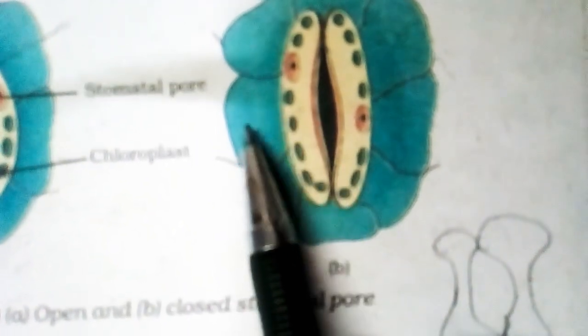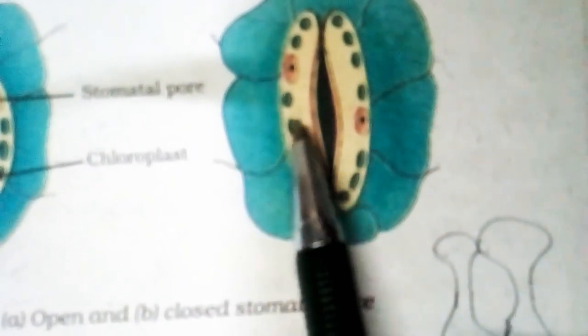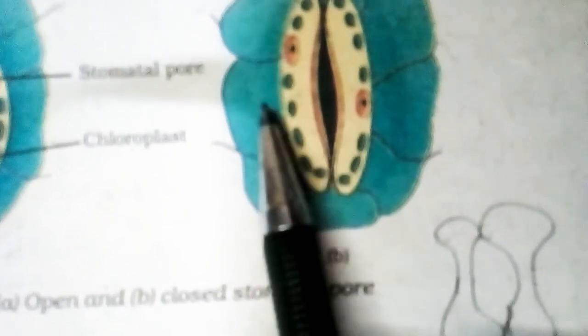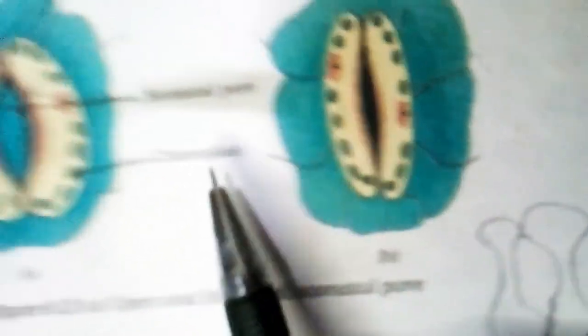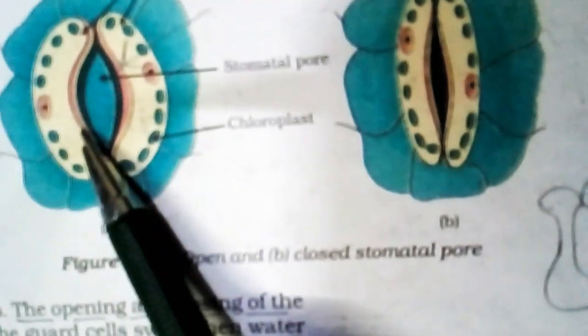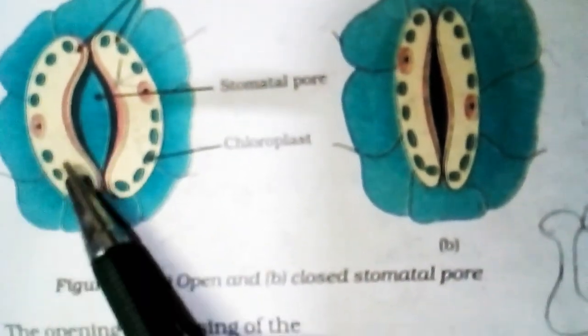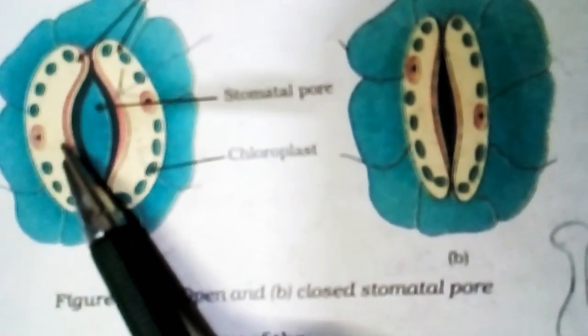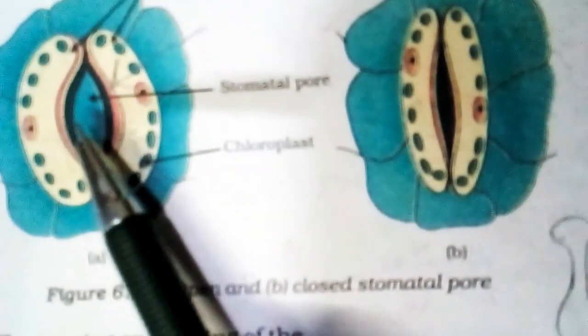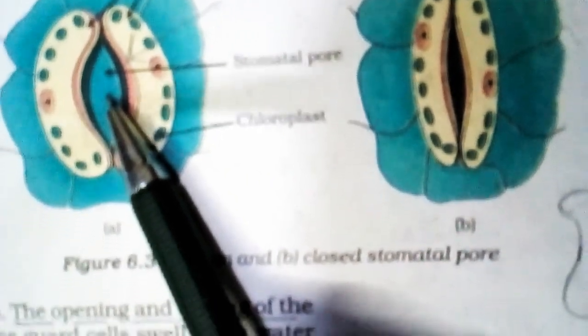So the water comes from the surrounding cells to inside the guard cells, and this entering water bends the inner wall of the stomata like this. Okay, that means entry of water due to changing of starch into sugar makes the guard cell bend and the stomata pore to be opened.